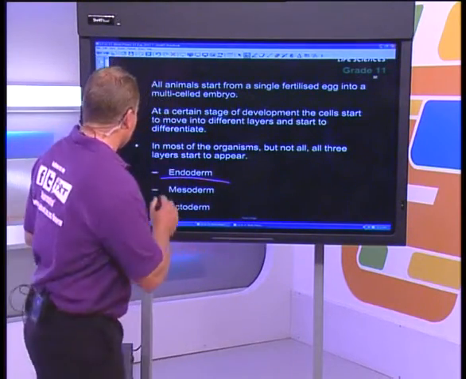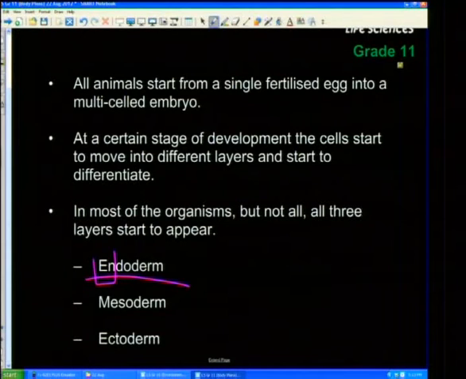Endo meaning, can you remember there, if you look at that, endo is inside, right? Meso is exactly where I put it, in the middle, okay? Endo means inside, meso is middle, and then you get your ecto, which is outside.